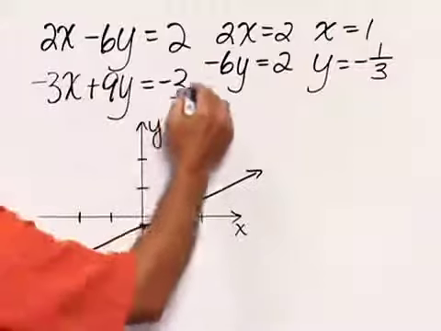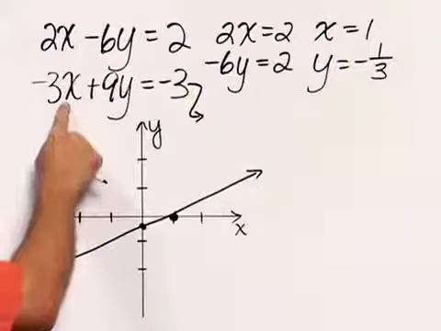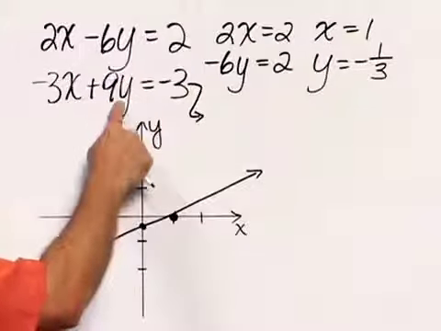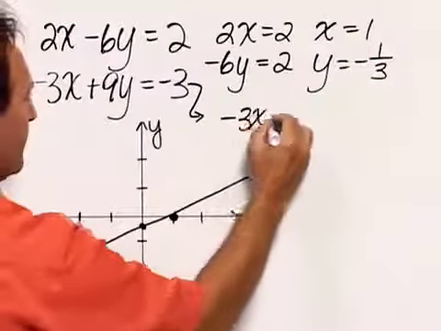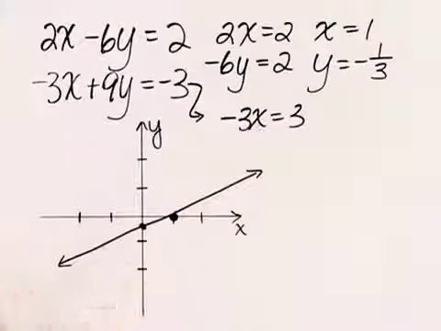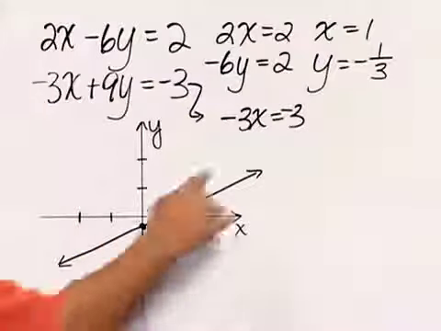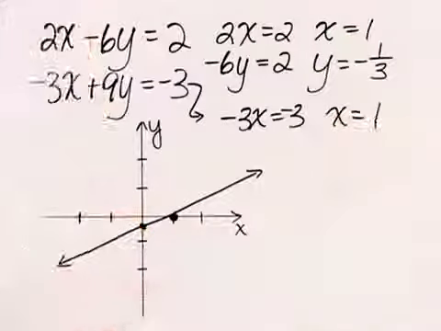Let's take this equation and move down a little bit. We want to find the x-intercept. That means we set y equal to 0. 9 times 0 is 0, so we have negative 3x equals negative 3. So now we divide both sides by negative 3, and we get x is equal to 1.